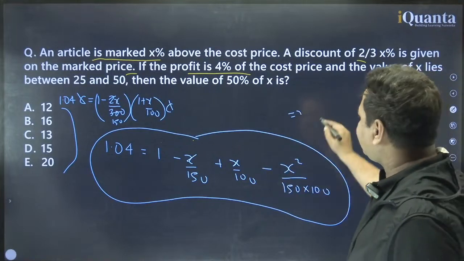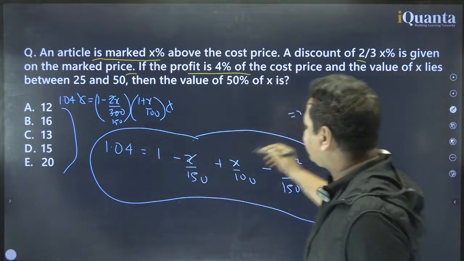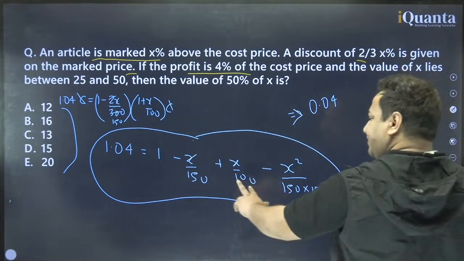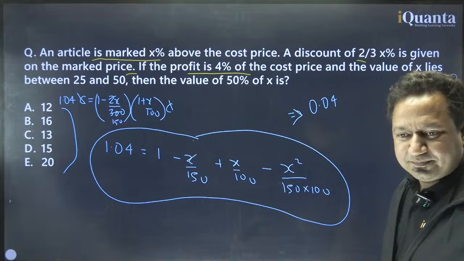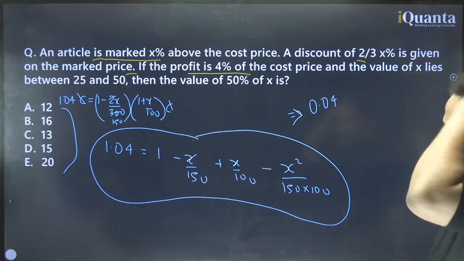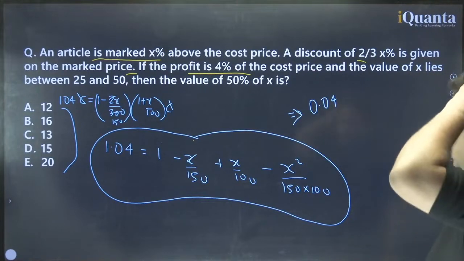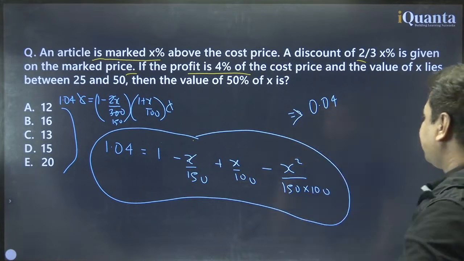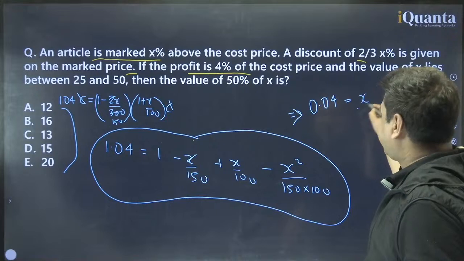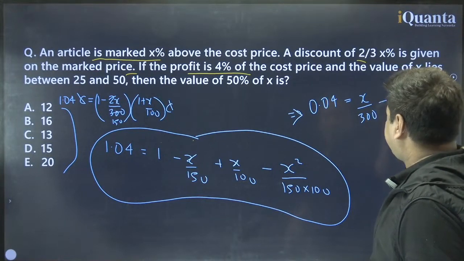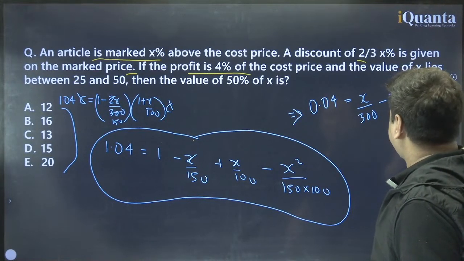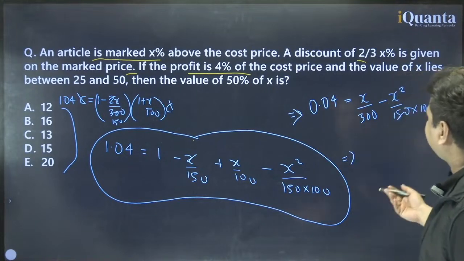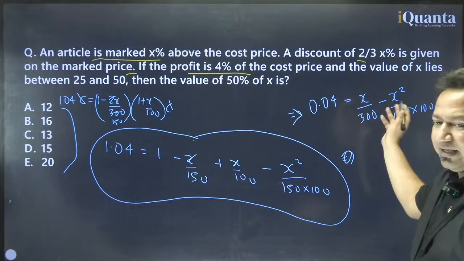Let's simplify a little more. Let's send 1 over there. So we'll have 0.04. Here, x by 100 minus x by 150. Is that good? We'll get here x by 300 minus x square by 150 into 100. Again, you can even simplify it further if you want to, or maybe just put in the values of x and get the answer.